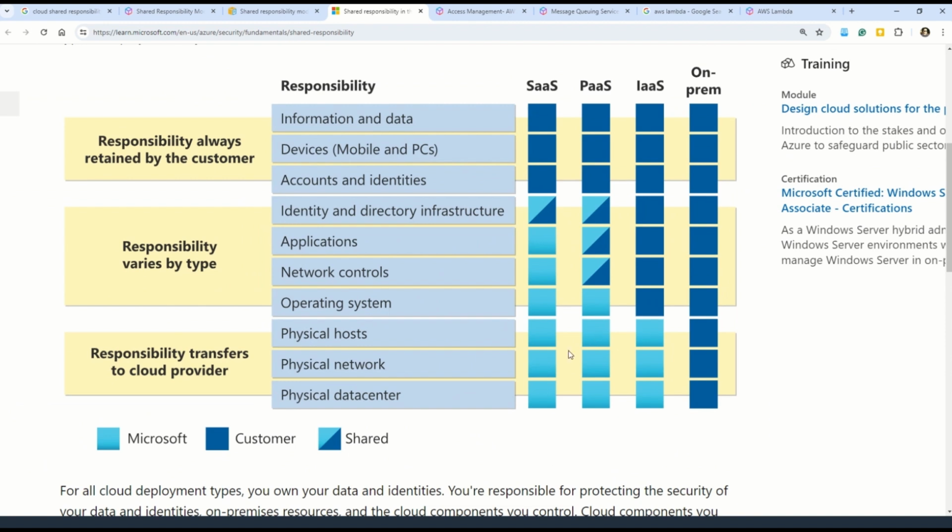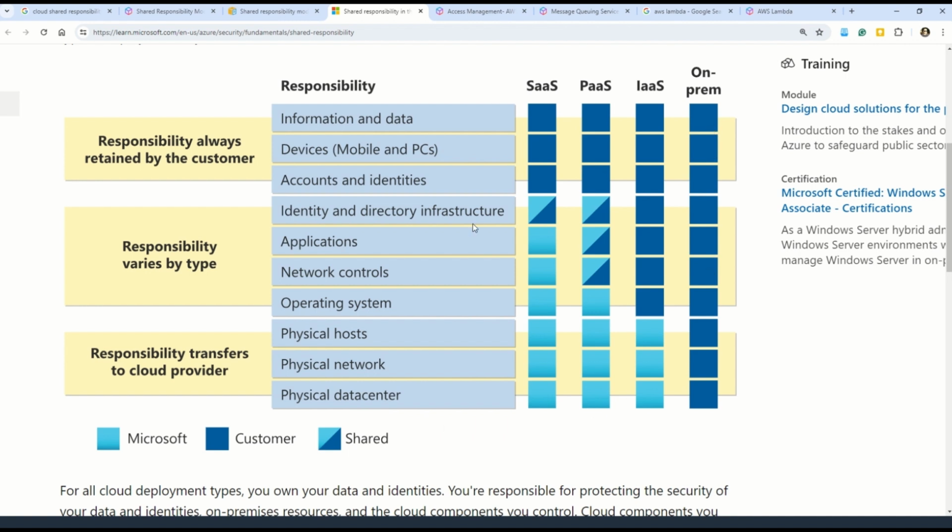So first of all, you have to understand this color schema here. The Microsoft or the cloud provider is denoted in this light blue color. And then we have the customer, which is denoted in this dark blue color. And where it comes to the shared responsibility model, you can see this square, which is diagonally cut into two colors. Now let's start to understand how these responsibilities are actually shared between the cloud provider and the customers.